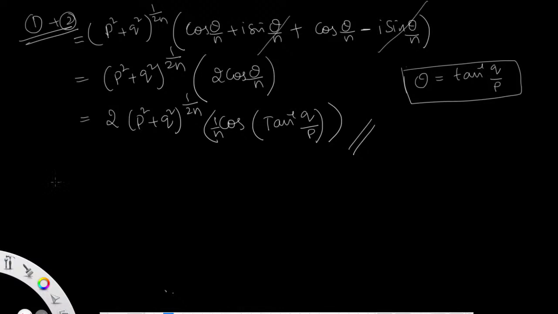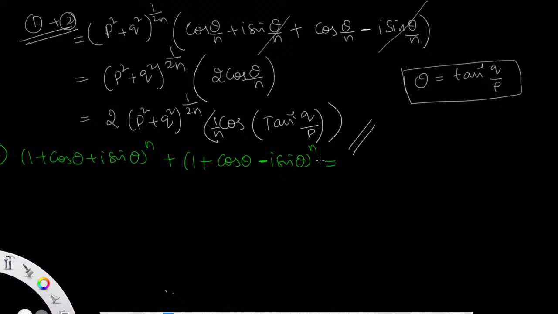This is the question. Next go to the third question, that is question number 3. (1 plus cos theta plus i sin theta) whole to the power of n plus (1 plus cos theta minus i sin theta) whole to the power of n equals 2 to the power of n plus 1 into cos to the power of n theta by 2, and the next term cos of n theta by 2.